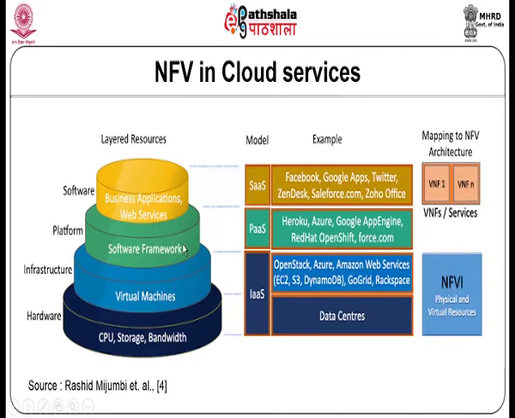If we look at the left hand side block, this is our CPU, storage and bandwidth, this is the physical layer, and then we have the virtual machine layer. This is virtualized on top of the hypervisor, this is the layer that is running. These are the virtual machines that are being used, and then we have the software framework, and on top of that we have the business applications and web services.